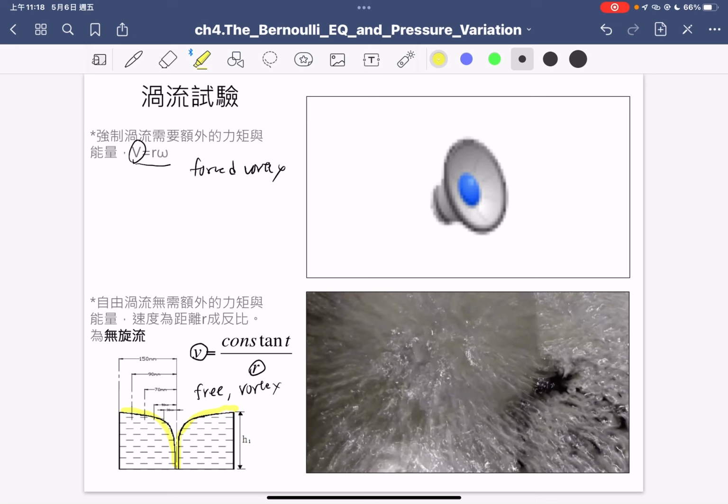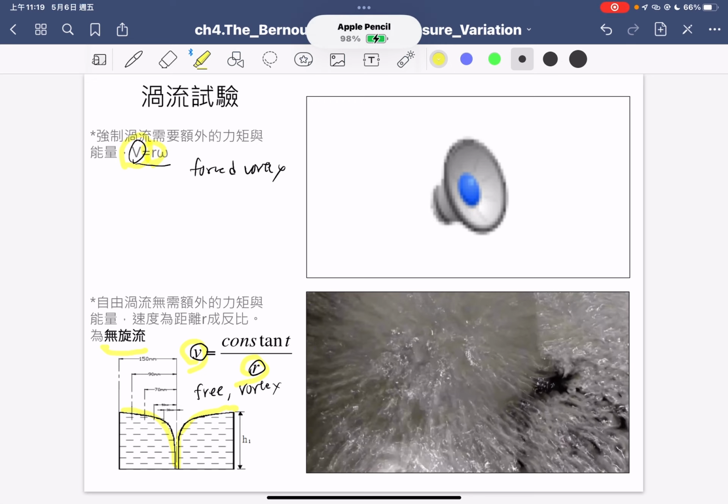the forced vortex and the free vortex. There are only two differences. The first one is the velocity formulas are different. In the forced vortex the velocity is proportional to r, but the velocity in the free vortex is proportional to 1 over r, so that is the difference. And the forced vortex is a rotational flow, but the free vortex is an irrotational flow.